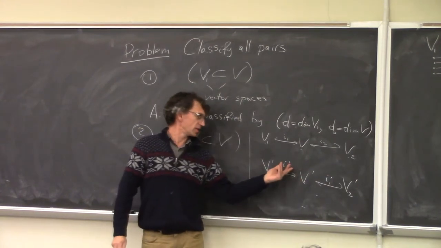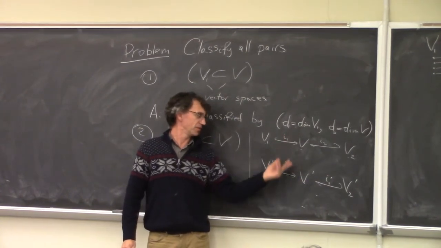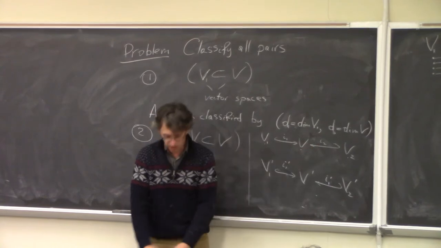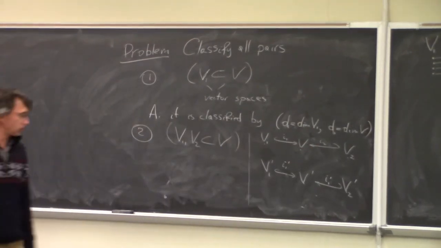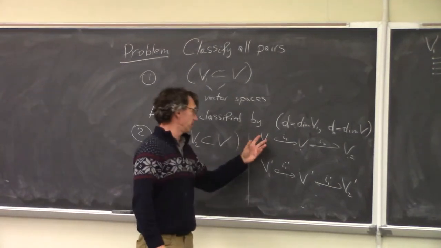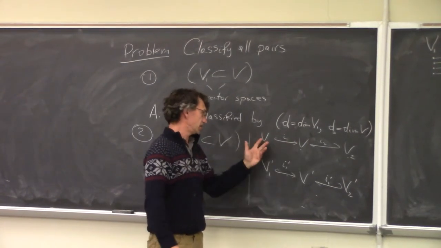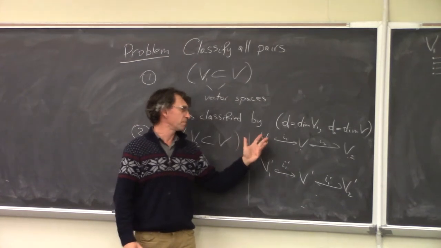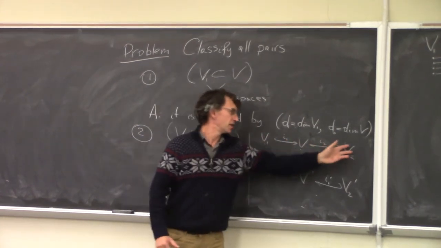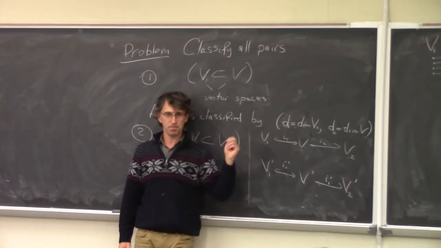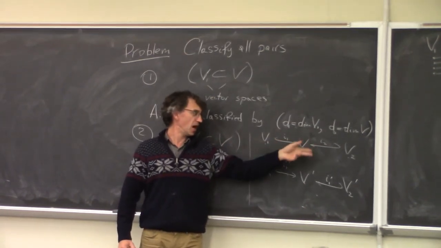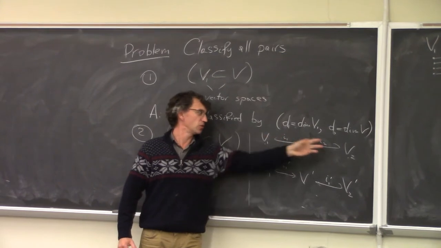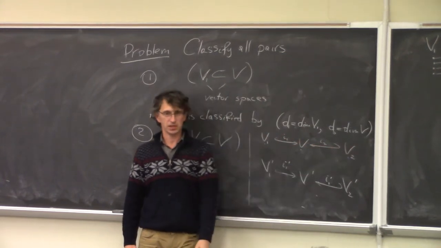Basis in them so that I1 and I1 prime are given by the same matrix. So it's like a question of classifying linear operators up to change of basis, except that here we have three vector spaces and two matrices between them. So we classify such data up to changing the basis in each of these vector spaces.